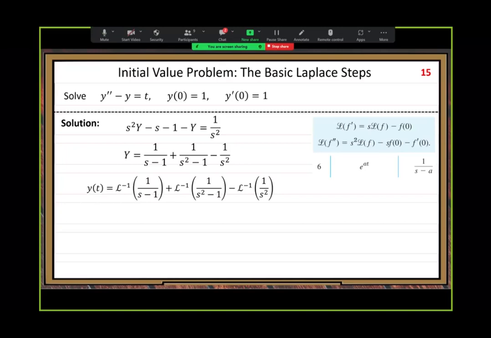Second, formula number 10, the hyperbolic sine function, a over s squared minus a squared. Here a equals 1. Hyperbolic sine function. Then the third, 1 over s squared, the inverse Laplace transform, so you can get the final solution. How about that?